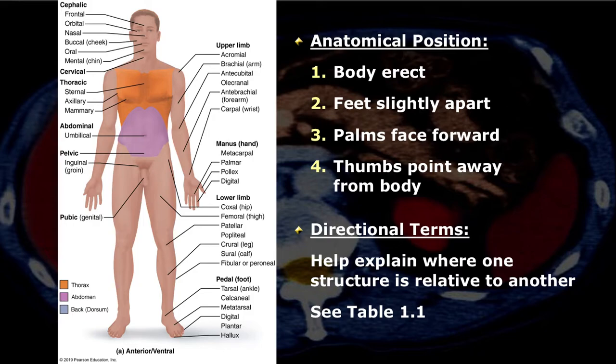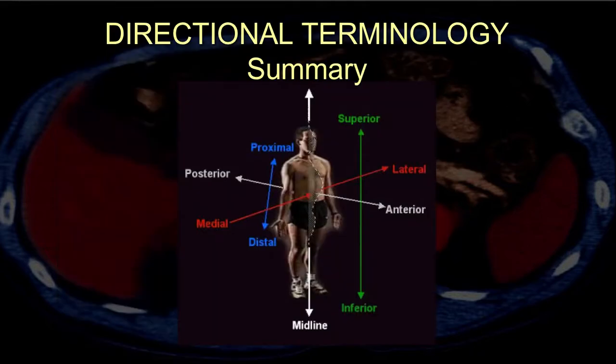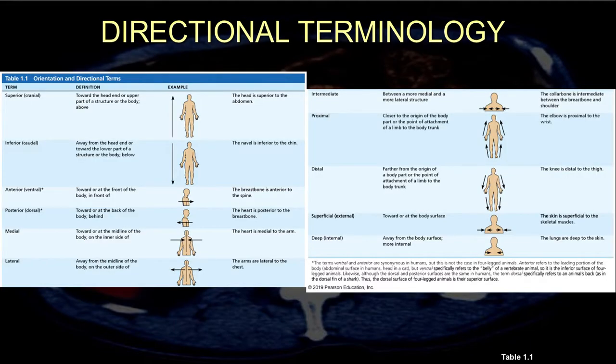So we've got anatomic position. Now that we're in anatomic position, we can tell how things are related to each other. We have some directional terms. The thing to remember about directional terms is that they are comparative, so you're comparing two things to one another. I'm going to put this chart up. I realize it's really small, but we're going to demonstrate here.